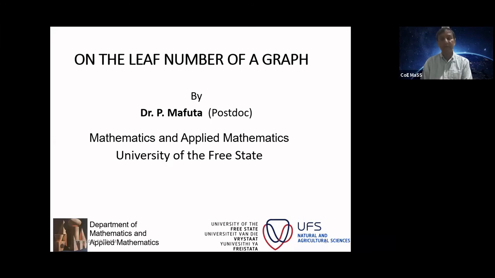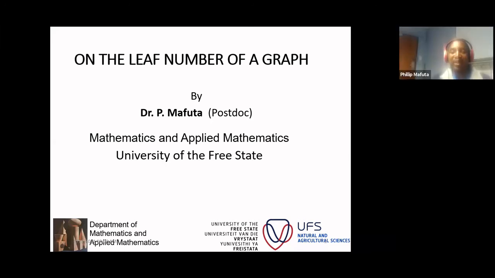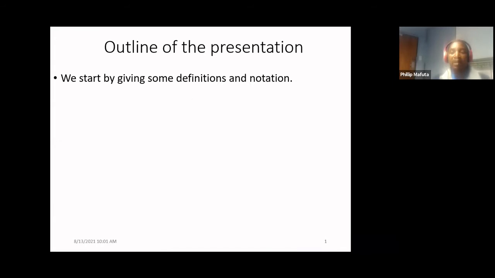Thank you so much. The title is on the leaf number. You can think also of it as the connected domination number of a graph, because they are well linked, as I shall show. Just an outline of the presentation.